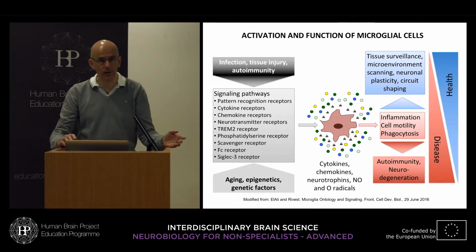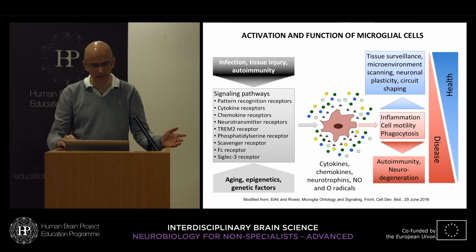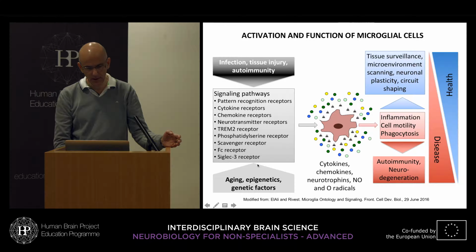What is the function and the activation of microglial cells? Either you have an exogenous factor, like an infection, be it virus, be it bacteria, a tissue injury, which could be a trauma, or an autoimmune reaction. Or on the other hand, you might also have endogenous factors like aging, epigenetics, or genetic factors, all of them leading to the activation of signaling pathways. And as you can see here, there are a couple of them active in microglial cells.